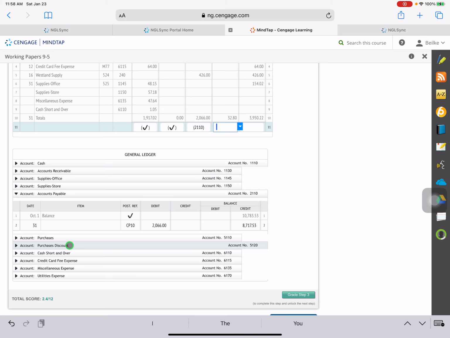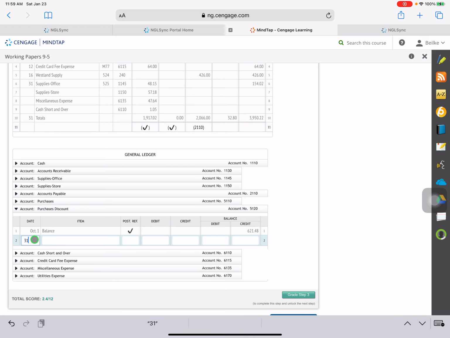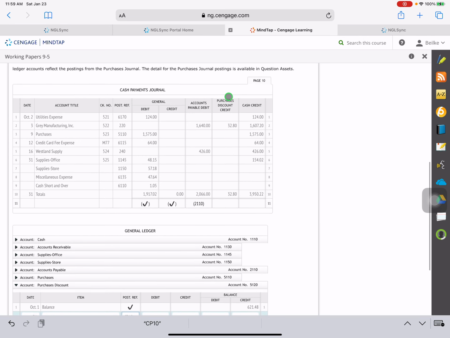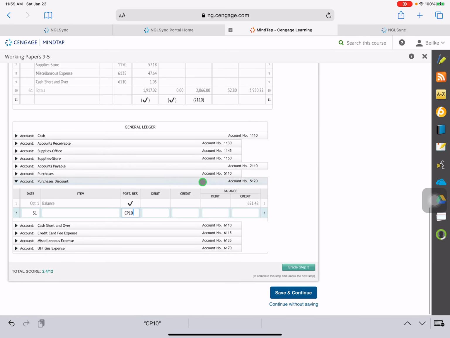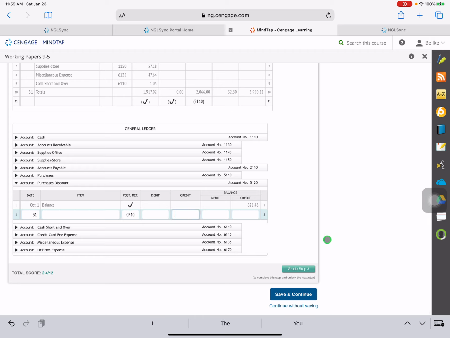Okay, next we'll go on to our purchase discount. The date is the 31st. Cash payments, page 10. It says that it is a credit, purchase discount credit. And that is the normal balance of our purchase discount. And it's $32.80. We already have a credit balance in there. We will add it to the previous balance, and we should come up with $654.28. And again, the last step is to go back into our journal and place the number 5120.